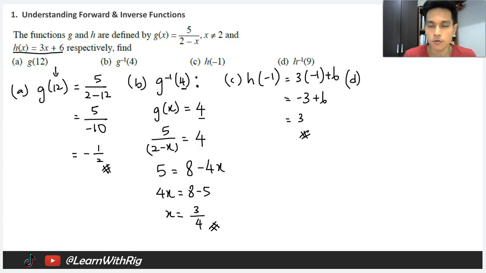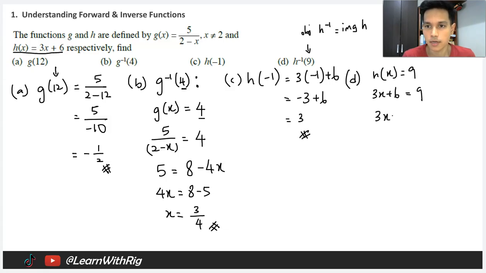Question D, they're asking you for h inverse of 9. So now they give you the object of h inverse. So it's going to be the same as the image of the h function. So in this case, the image of the h function is what? h(x) equals 9. So h(x) is 3x plus 6 equals 9. 3x equals 9 minus 6, you get 3, x equals 1.